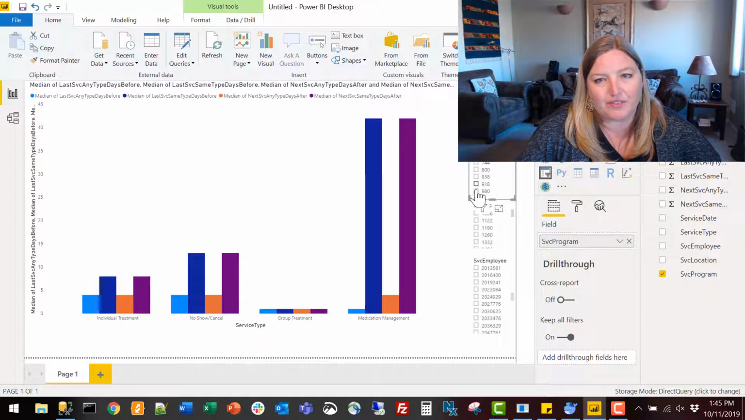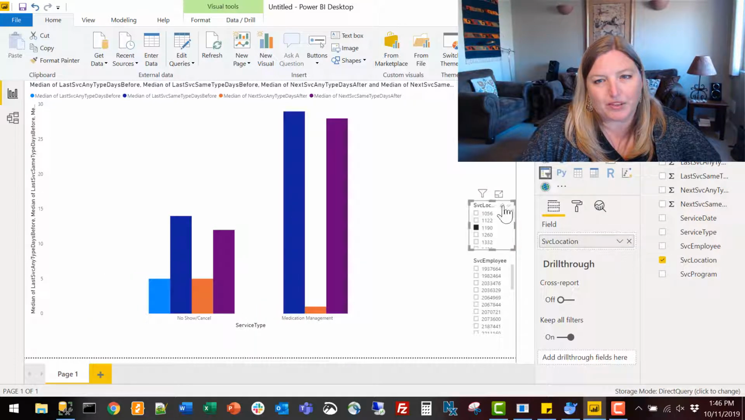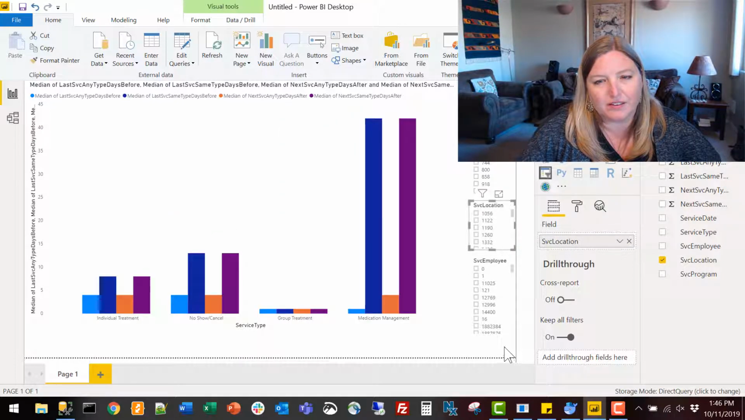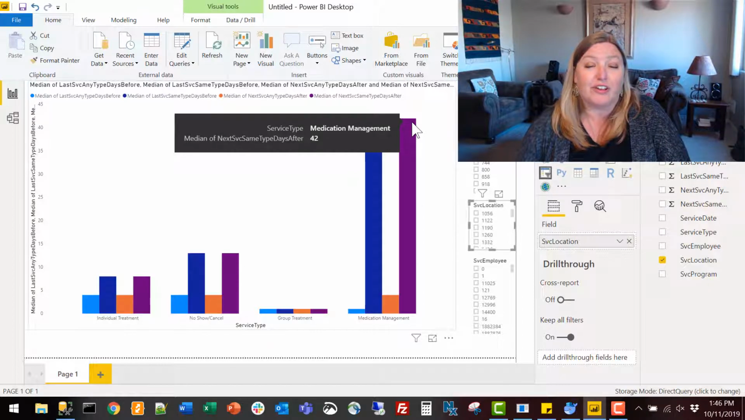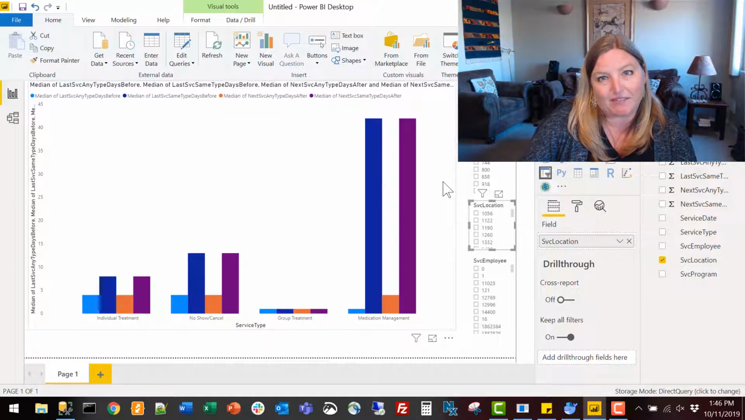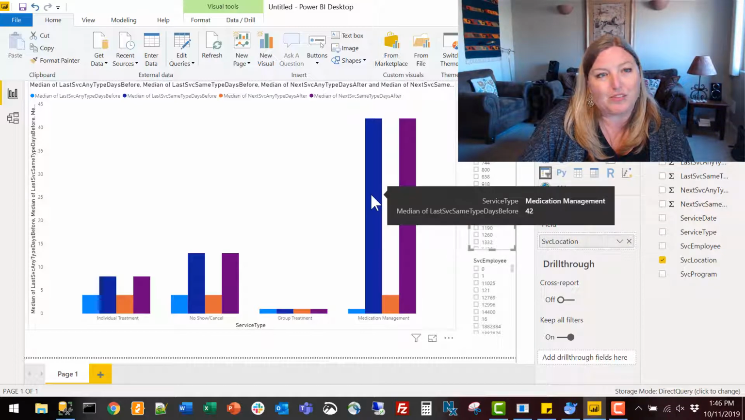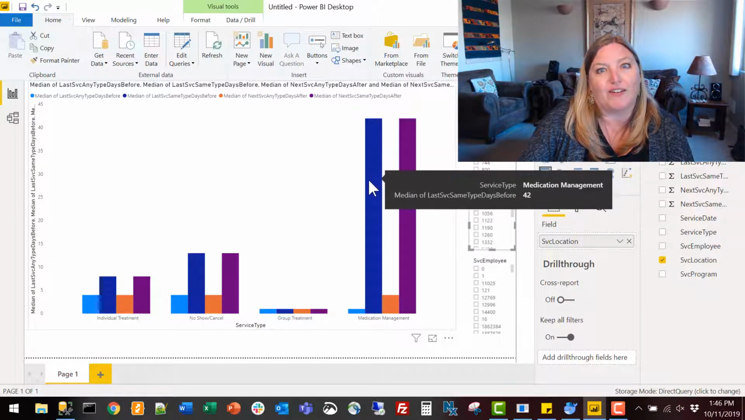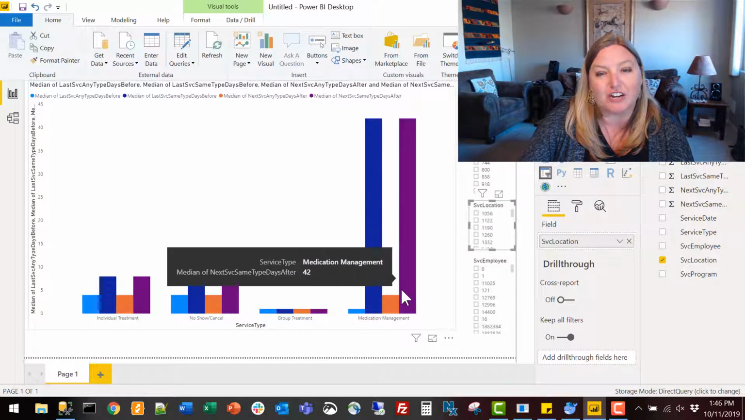Let's undo all these filters. We can look back at everything. And, you know, there are some patterns here that you can notice right away. For example, this makes sense if you've worked in behavioral health, that mid-management appointments tend to be scheduled out perhaps like 45 days, which is about the average here.